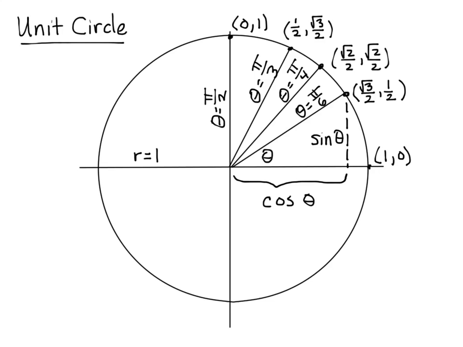Okay, and of course the quadrantal angle, theta is pi over 2. And you can see here we have the values: the cosine of 0 is 1, the sine of 0 is 0, the cosine of pi over 2 is 0, sine of pi over 2 is 1.